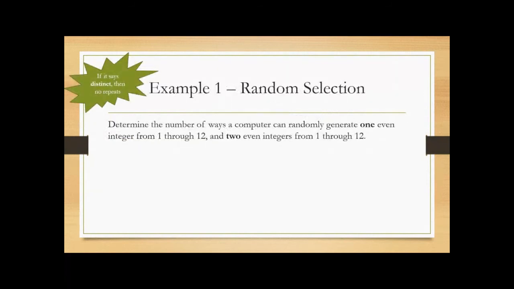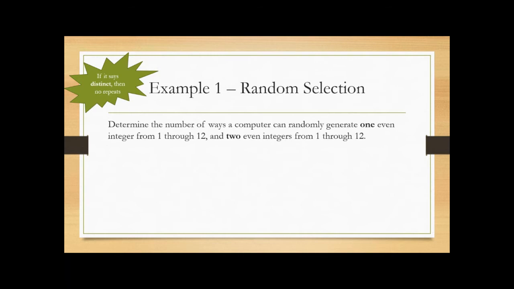Okay, so my first example is about picking things at random. We want to determine the number of ways a computer can randomly generate one even integer from 1 through 12 and 2 even integers from 1 through 12. So we're looking at 2 different things. We're going to first see how many ways you can have a random number, specifically even, and then if you pick 2 of them, how many different possible ways can you do that? First let's talk about the one even integer.